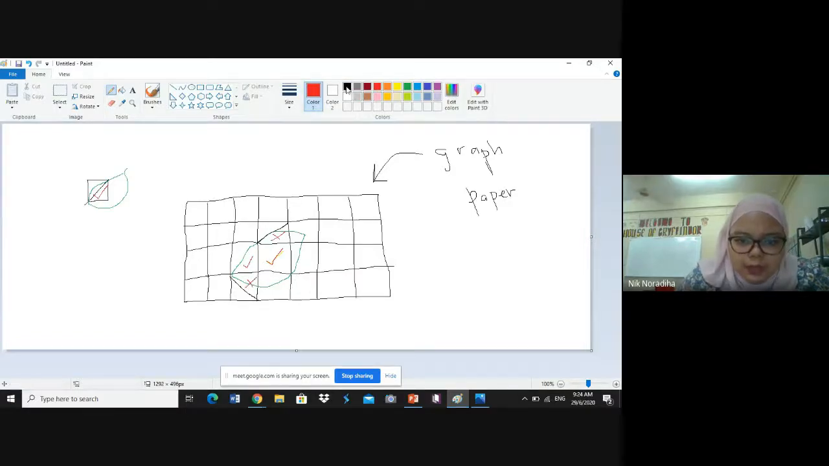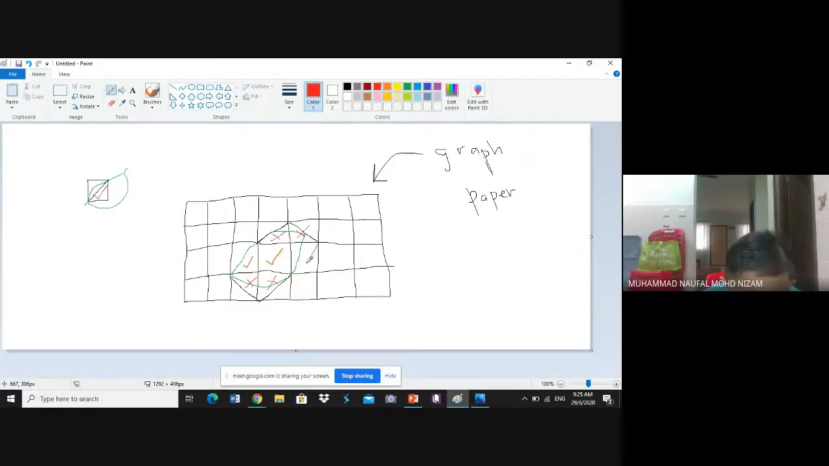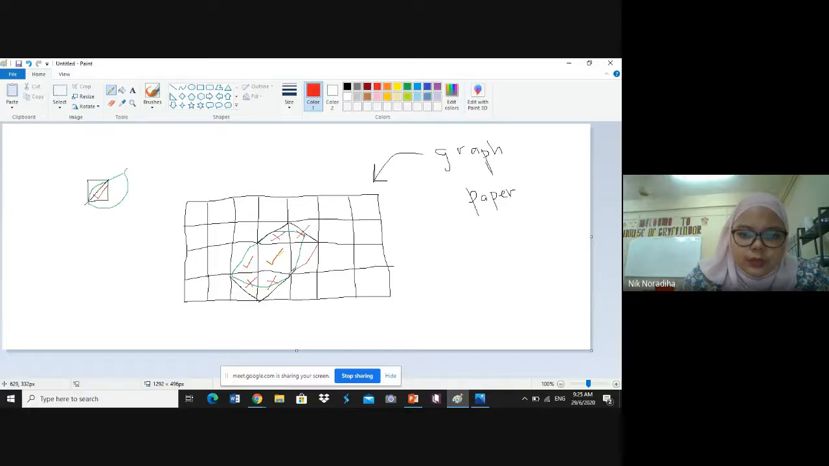How about this one? Exceed half or not? Okay, let's divide into half. So it does not exceed as well, so we won't count it. This one, exceed half or not? No, so we won't count. Not exceeding half, we won't count them. How about this one? Exceed or not? No, also. So we won't count them.